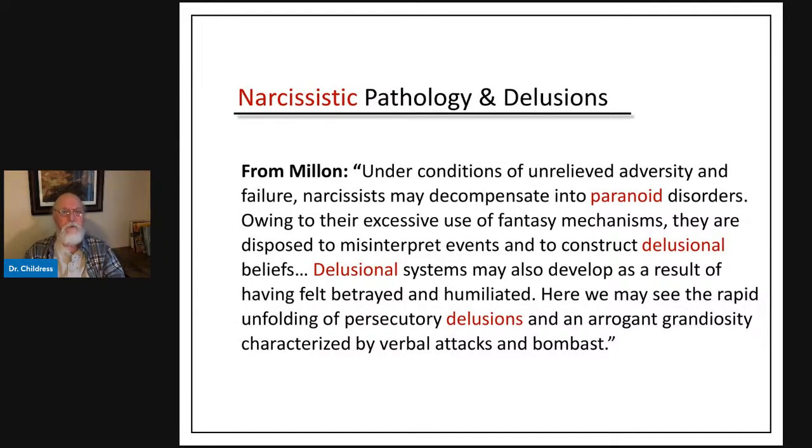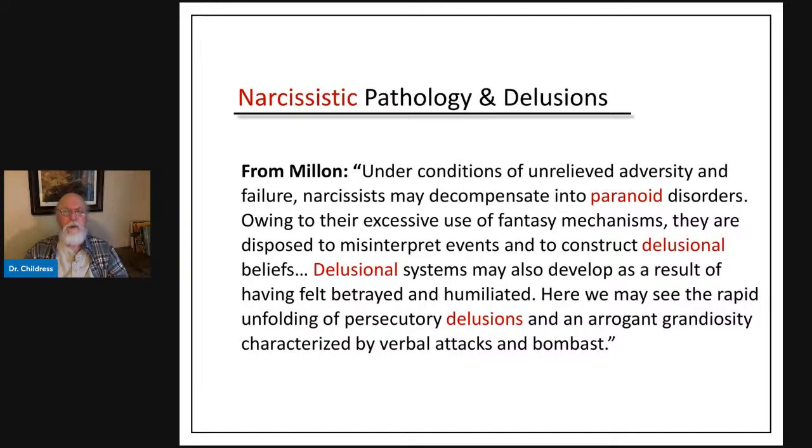That's just a fact. So this is from Theodore Millon, who's also considered one of the top grand kahunas in personality pathology. He's got the MCMI, Millon Clinical Multiaxial Inventory, considered the gold standard for assessing personality pathology. And Millon says that under conditions of unrelieved adversity and failure, such as a divorce, narcissists may decompensate into paranoid disorders. So we know that.